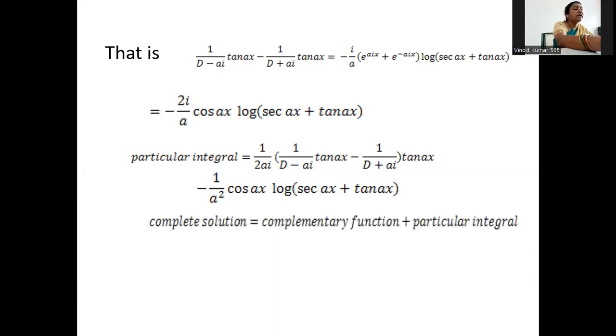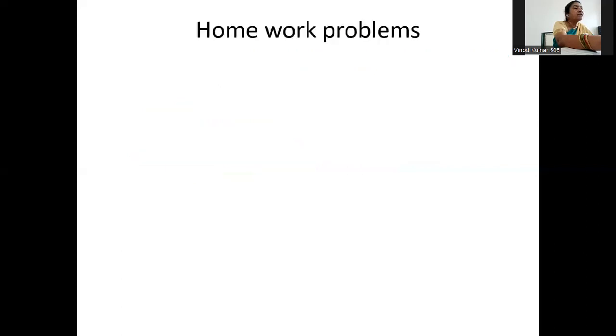Therefore, my complete solution is equal to complementary function plus particular integral. So, on adding this, my solution y is equal to c1 cos ax plus c2 sin ax minus 1 by a square into cos ax into log secant ax plus tan ax. Therefore, that is my solution.